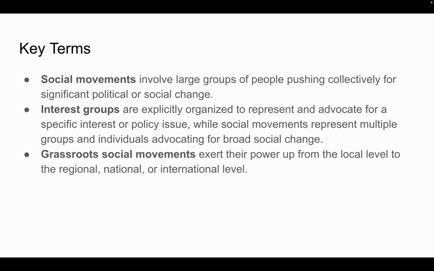Social movements involve large groups of people pushing collectively for significant political or social change. Interest groups are explicitly organized to represent and advocate for a specific interest or policy issue, while social movements represent multiple groups and individuals advocating for broad social change. So that's the key difference between those two terms.